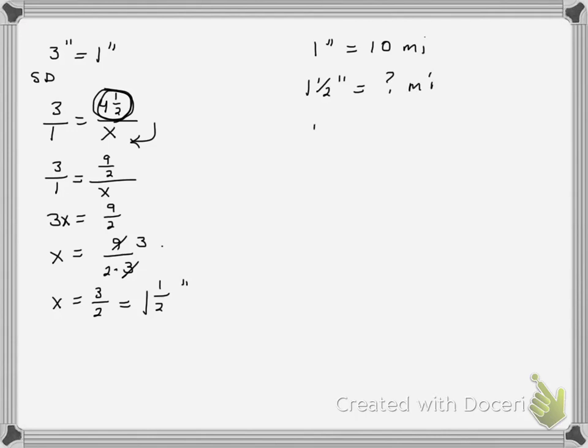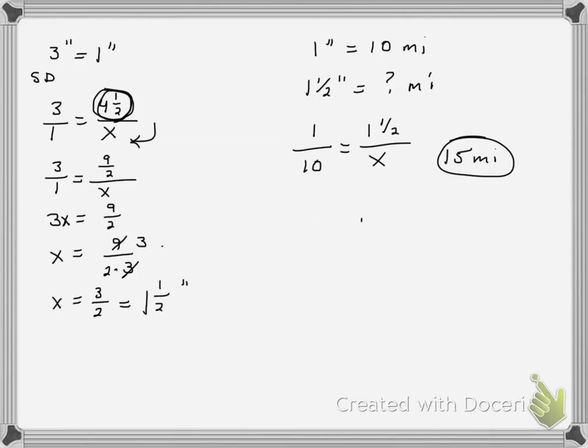So I would say 1, my scale drawing, is to 10, my actual miles, as 1.5 is to x. Sometimes you can just see this automatically. This is a half more, so a half more than 10 would be 15 miles. So if you can see it just like that, that's fine. But if you can't, go ahead and cross multiply. 1 times x would just be x.